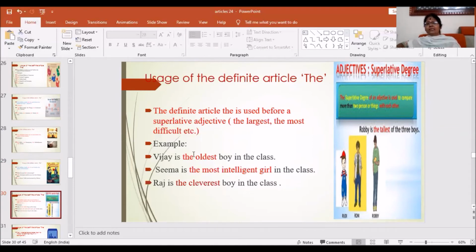Right? Now let us look at this example. Vijay is the oldest boy in the class. Seema is the most intelligent girl in the class. Raj is the cleverest boy in the class. So we are using our definite article the before superlative adjectives, right? So this is where we use our articles.